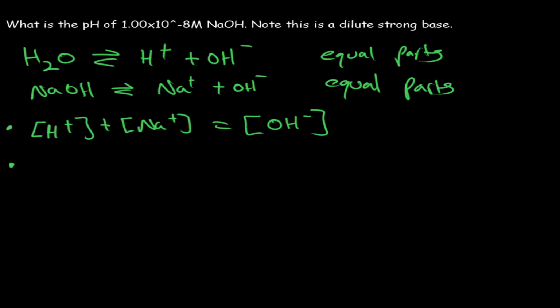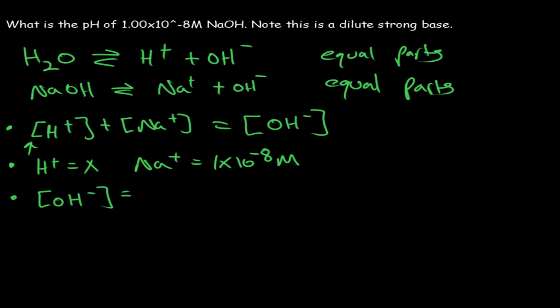So let's say we have X amount of H+. And we know we have 1 × 10⁻⁸ amount of Na+ because that was given in our problem. So we have Na+ equal to 1 × 10⁻⁸ molar. And we then know, from this equation up top, that the concentration of OH− is going to equal 1 × 10⁻⁸ molar plus X.